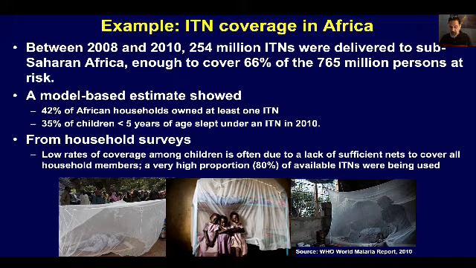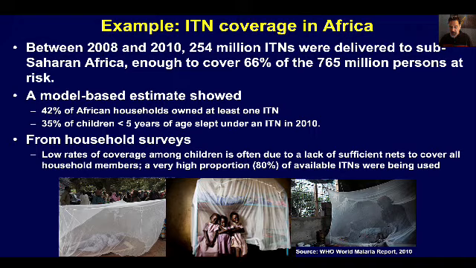this is just highlighting some progress of distribution of these nets between 2008 and 2010. More than 254 million of these nets were delivered in sub-Saharan Africa, which was estimated to be enough to cover about 66% of the 765 million people thought to be at risk at the time.